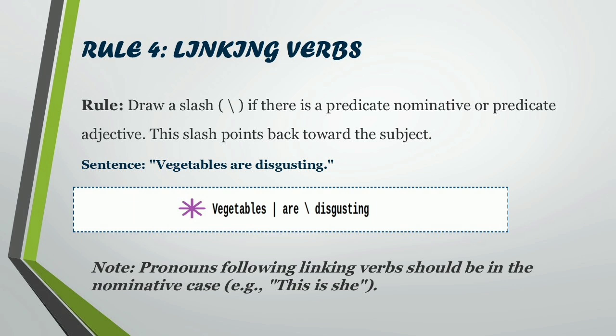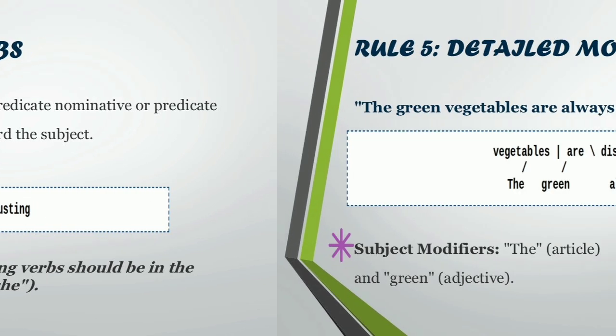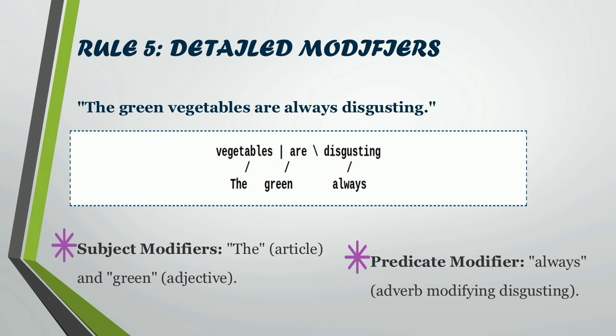Rule 4 covers linking verbs. Take a look at the sentence, "Vegetables are disgusting." Here is a linking verb that acts like an equal sign rather than an action. It connects our subject to a descriptive state called a predicate adjective. To show this link visually, do not use a vertical direct object line. Instead, draw a backward slanted line that points directly back towards the subject. This backward slant visually demonstrates that the description modifies the subject.